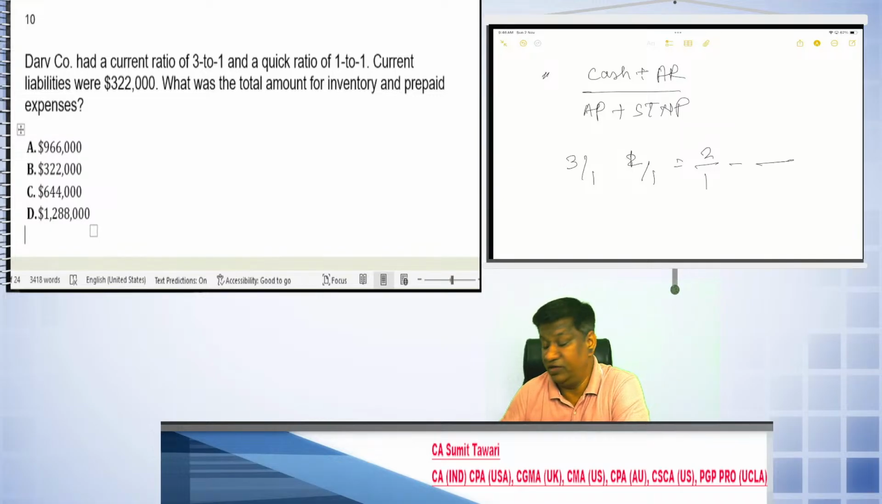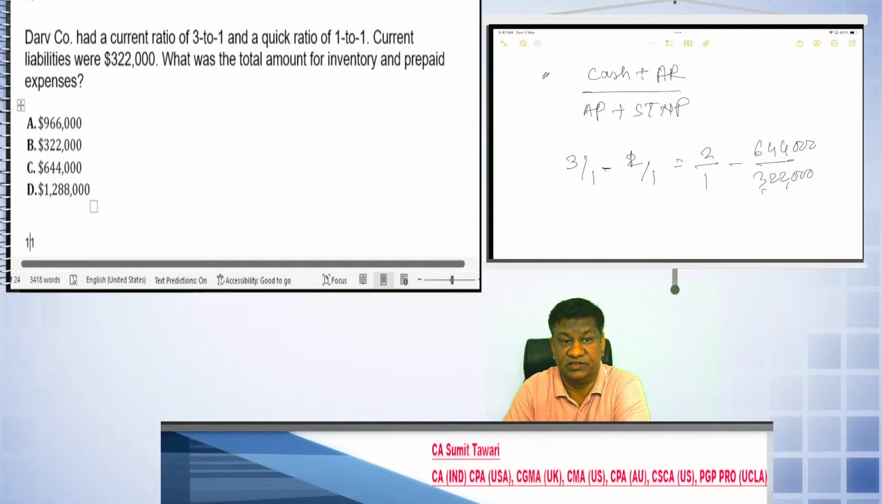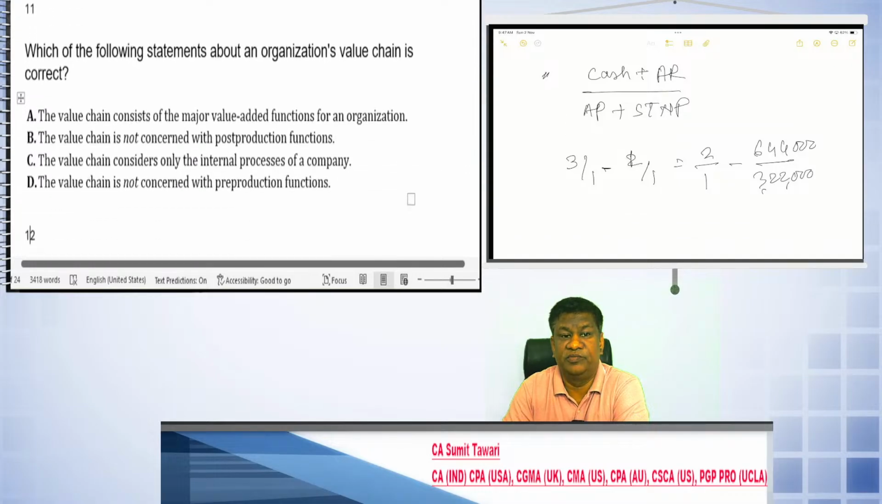1 we are aware it is 3,22,000. So what is my 2? 6,44,000. C. Yeah. Okay. So that is basically the way we need to calculate. So C is the right answer. Question number 11.